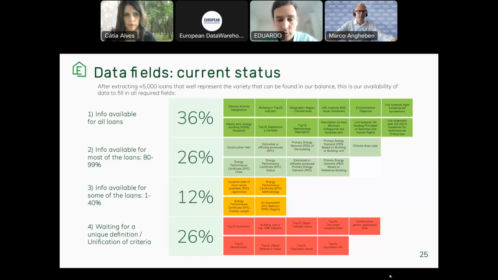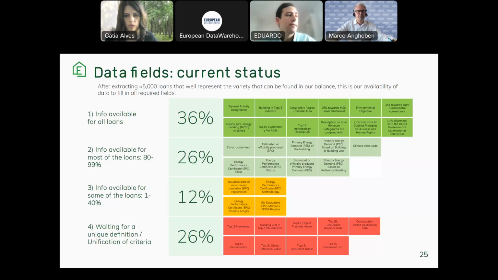And finally, those red colors, 8 of them are related to the top 15 we were previously speaking about. And then the other is the construction permit application date, for which we need to define the strategy to collect. The information is collected and scanned in most of the cases, but in a very unstructured way. So we need to define the best strategy to get that information. So this is our current situation.